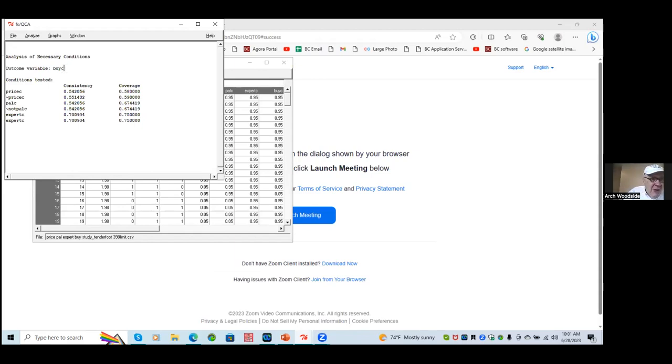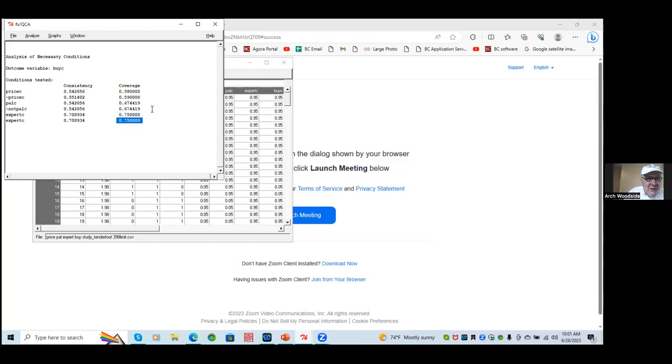Here's the output. So the outcome is buy, and so you would report this in a table. So you'd make a copy of this, and then put it in a table in your report. Now I would round off the decimal places to 2 decimal places. So notice for expertise, this is actually the consistency, and this is coverage. So you want to turn these around, because remember, for expertise, the consistency was 0.75.